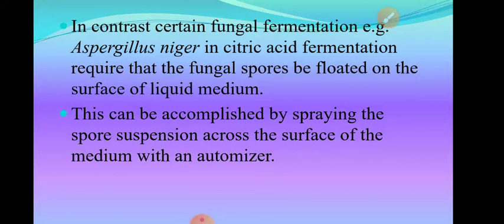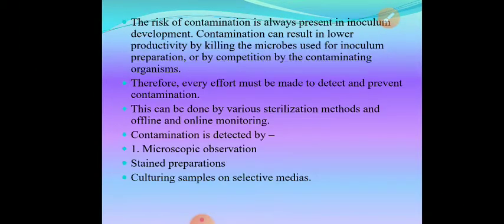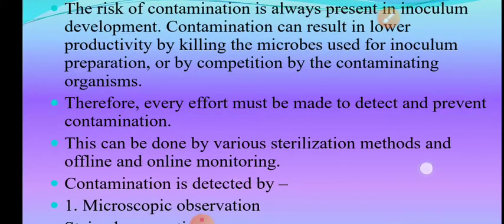An atomizer bottle is like a spray bottle. So the spore suspension is atomized on the surface. It is sprayed on the surface of the liquid medium so that the organism remains only on the surface and carries out citric acid production.